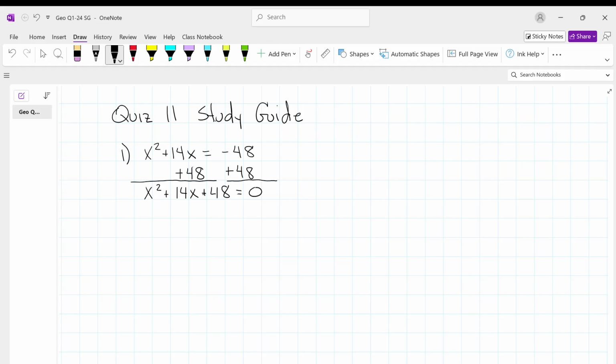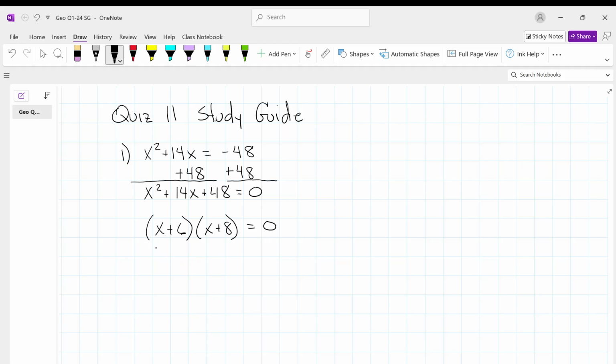So we're looking for two values or two factors of 48 that add to 14. So that's going to be an x plus 6 times an x plus 8 equal to 0. All right, 6 plus 8 is 14. 6 times 8 is 48. Everything's positive, so both factors are positive.